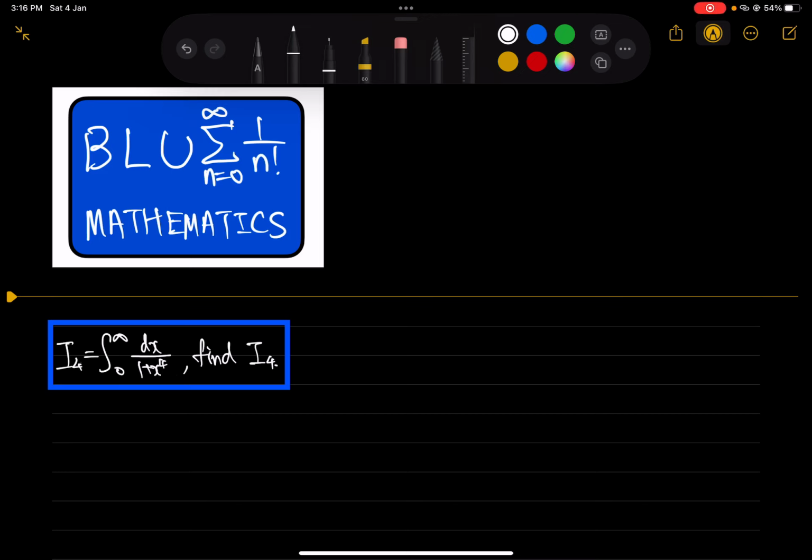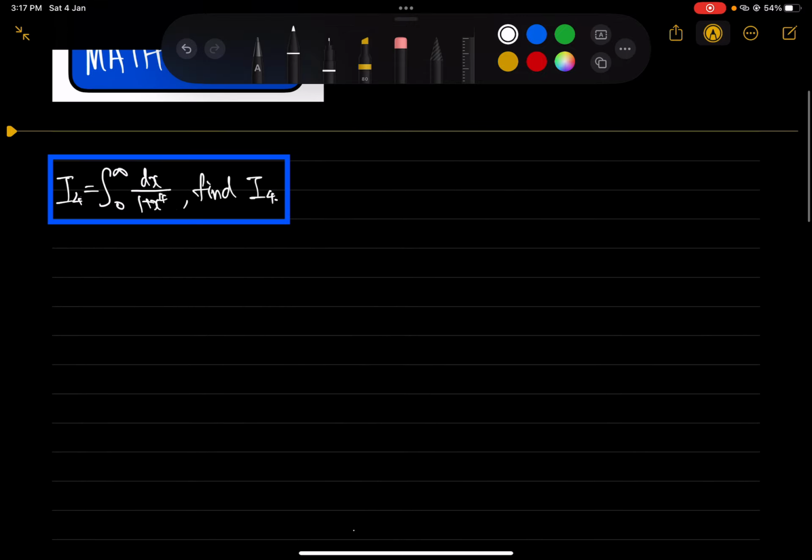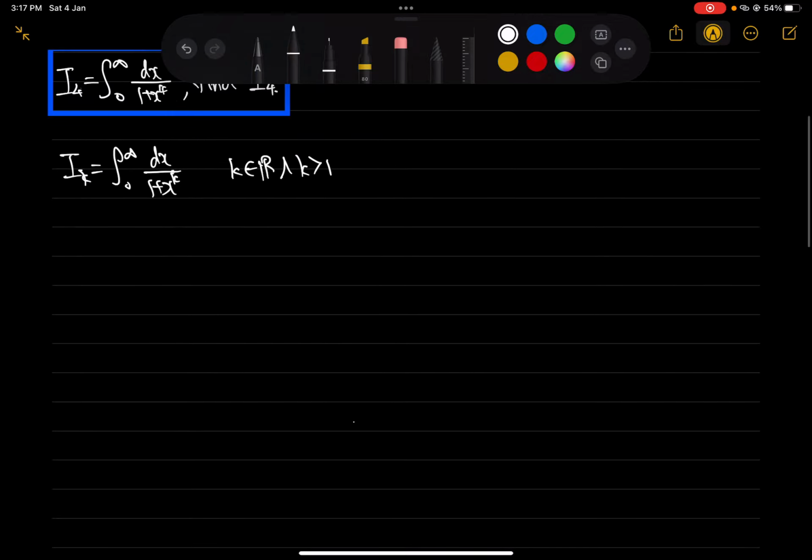Okay, so today we're gonna do a very common integral, and this one has a more general format. So we have I_k, the integral from 0 to infinity of 1 over (1 plus x to the power of k) dx, where k belongs to the reals and k is greater than 1. So let's go ahead and finish this one first.